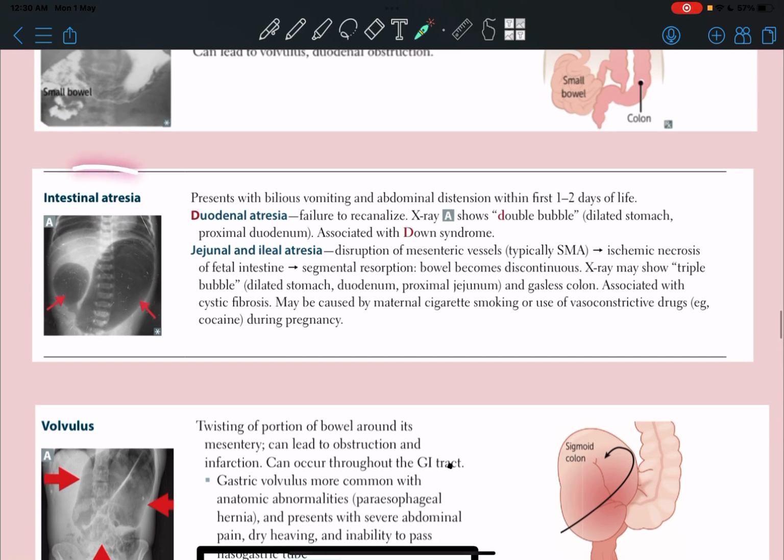Next we come to intestinal atresia. Now this is also a developmental anomaly because the symptoms are seen within first 1-2 days of life. Also bilious vomiting and abdominal distension is seen, and you can see you have duodenal atresia also, which may or may not be midgut, but jejunal ileal atresia is definitely midgut related, right? And this is mostly associated when the mother smokes cigarettes or uses vasoconstrictive drugs during pregnancy. So again, it's a path thing, not an embryo thing, so I think I'll just move on from that.